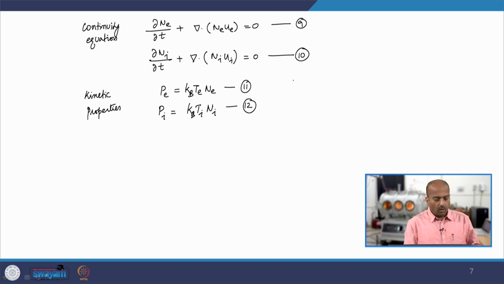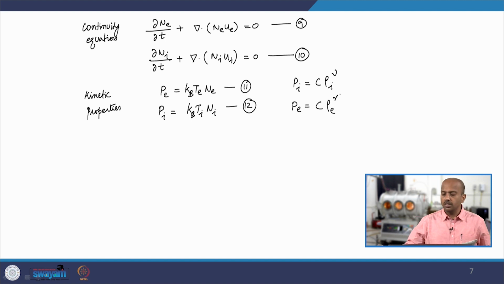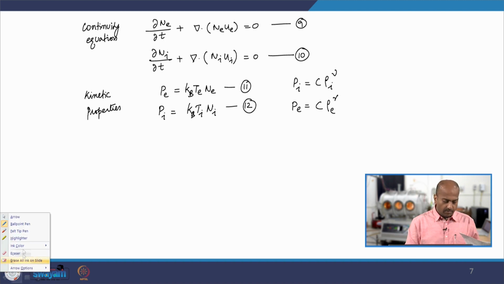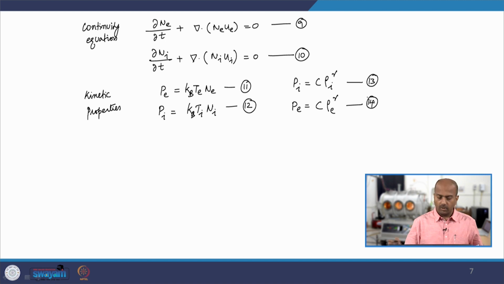They can also be written as Pi = C ρi^γ, or Pe = C ρe^γ. C is a constant and gamma is the ratio of specific heats. Let us call them equation number 13 and 14. So, we now have 14 equations. Now let us see, if we want to solve them, what is the basic approach.